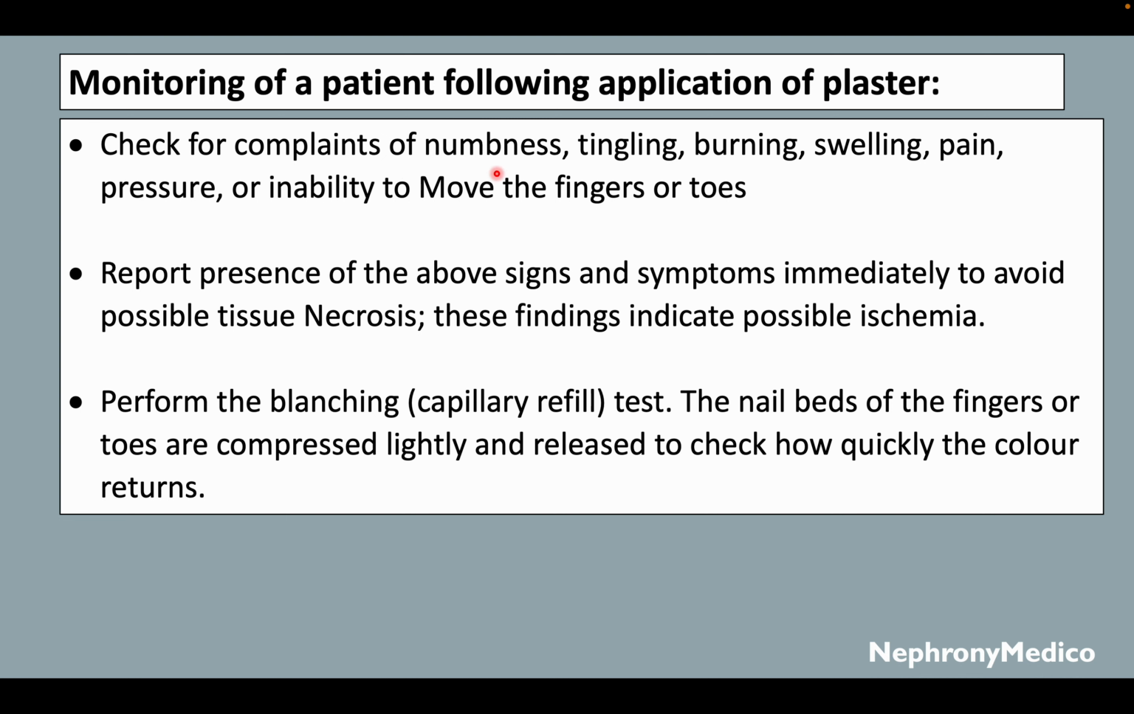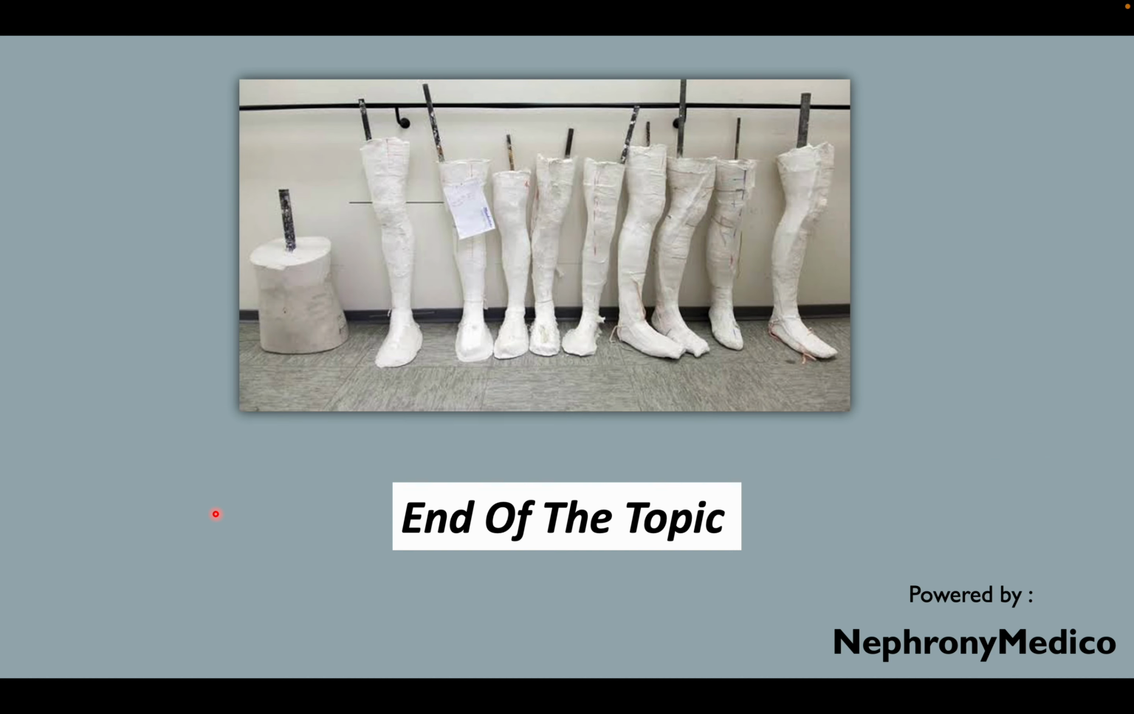Check for complaints of numbness, tingling, burning, swelling, pain, pressure, and inability to move the fingers or toes. Report the presence of the above signs and symptoms immediately to avoid possible tissue necrosis, because these findings indicate possible ischemia. Perform the blanching test. The nail beds of the fingers or toes are compressed lightly and released to check how quickly the color returns. End of the topic.